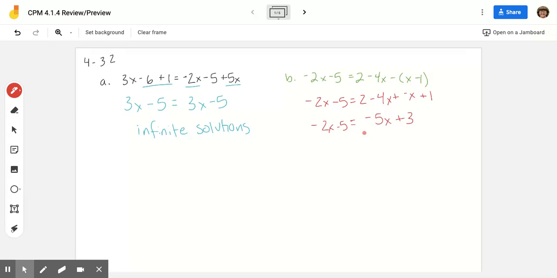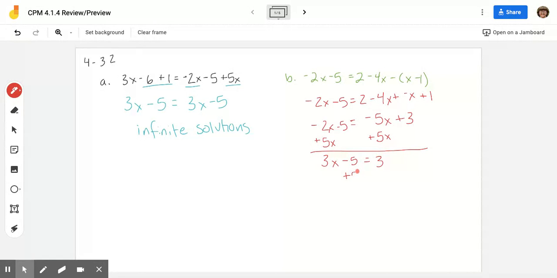So let's move the x's over. I'm going to add 5x to this to make it 0. Whatever I do on one side of equals, I have to do to the other. I'm essentially taking this negative 5x, flipping it to make it a positive 5x. This becomes a positive 3x minus 5 equals 3.